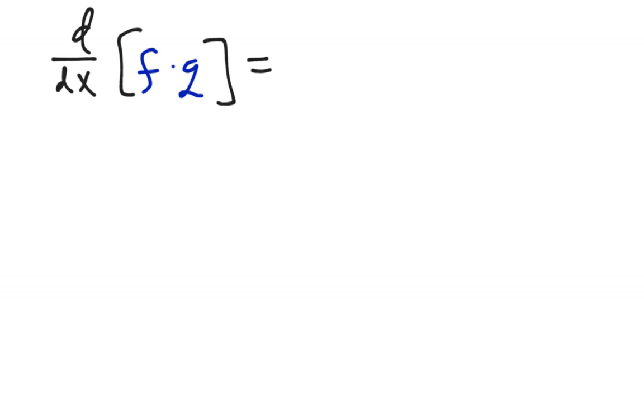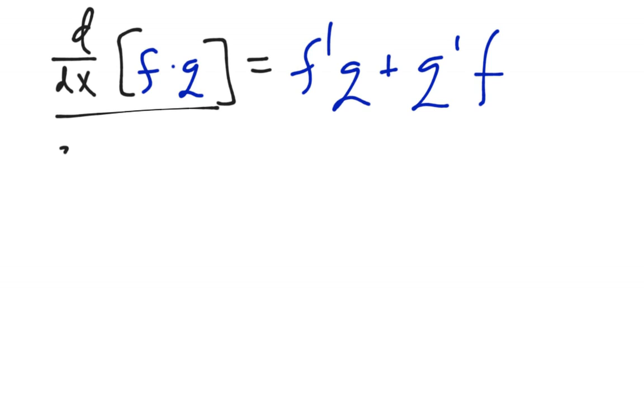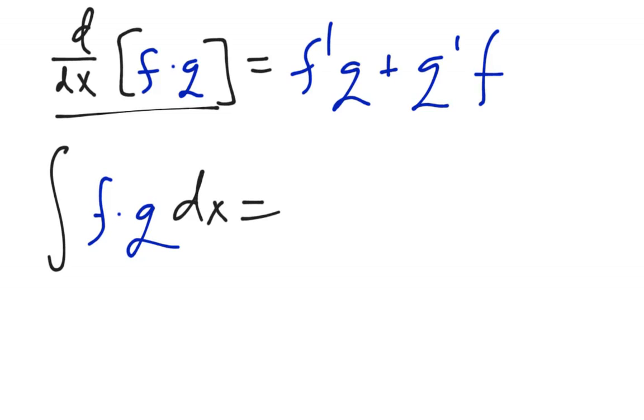Now, with derivatives, there were other rules like the product rule, the quotient rule, and the chain rule. These don't have a direct correlation with integration. For example, the product rule is f prime g plus g prime f. Well, if I want to integrate two functions that are multiplied by each other, guess what? I can't do it. It's not the integral of f times the integral of g.